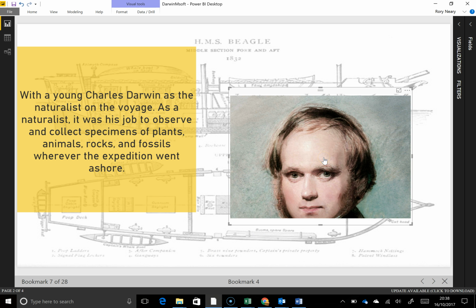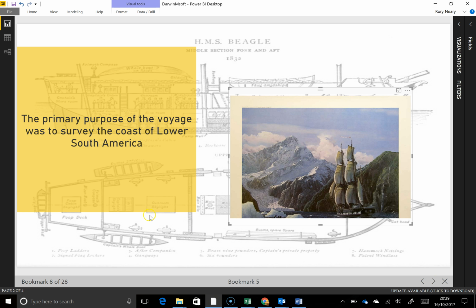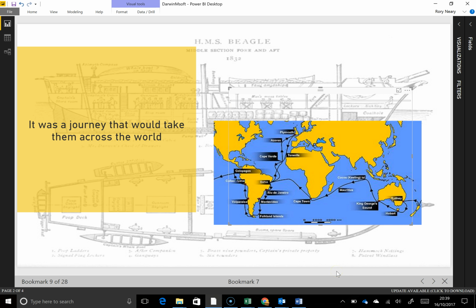Along with him, Charles Darwin was one of the naturalists on board, with the role of collecting specimens. The voyage was supposed to take 2 years, but as it turned out, it took 5 years in total. The purpose of the voyage was to survey the coast of Lower South America, but I haven't got a map of that here. It's riddled with absolutely tiny islands, and Fitzroy had to chart every nook and cranny of those islands, and his maps were kept for literally hundreds of years as very good navigational sources.